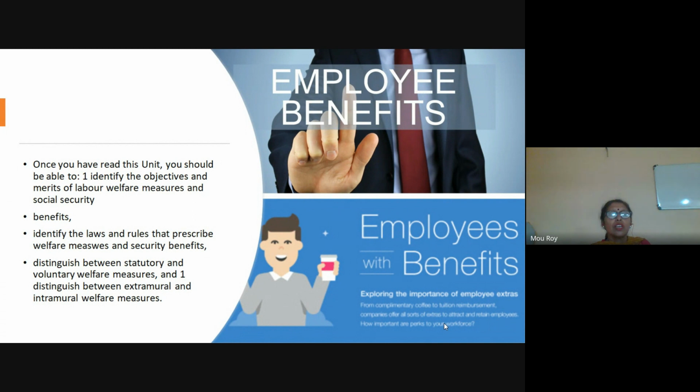Once you go through this unit, you will be able to identify the objectives and merits of labor welfare measures and social security, and the benefits provided to the staff of the organization. There are also some laws, because when employees are deprived of the benefits, they can knock on the doors of the court. You need to identify the laws and rules that prescribe welfare measures and security benefits. Distinguish between statutory and voluntary welfare measures, and between extramural and intramural welfare measures.